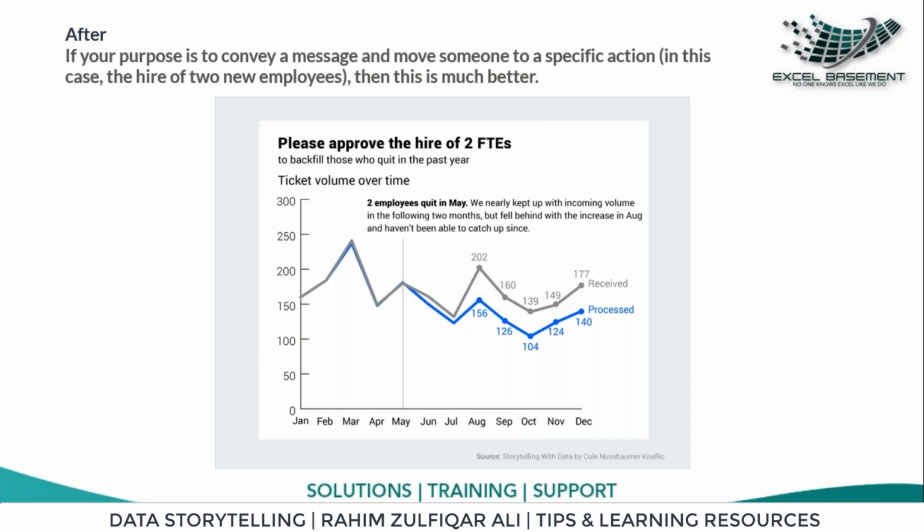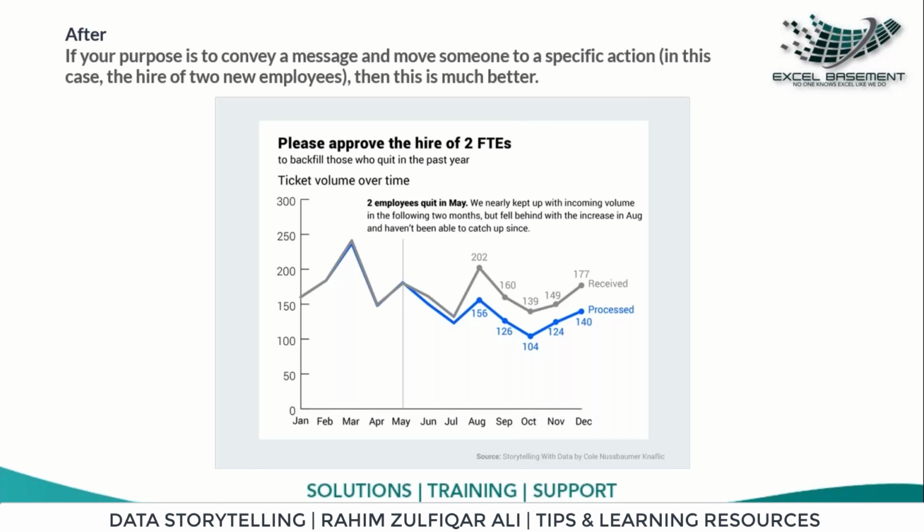If your purpose is to convey a message and move someone to a specific action, this tells you that in the initial months from January till May, the tickets requested and the tickets processed were equivalent. But as we proceed to June and July, and the months after July, we see a gap. And what was the reason for the gap? Two employees quit in the month of May, and because of that the business was not able to catch up with the tickets received and the processed volume together.